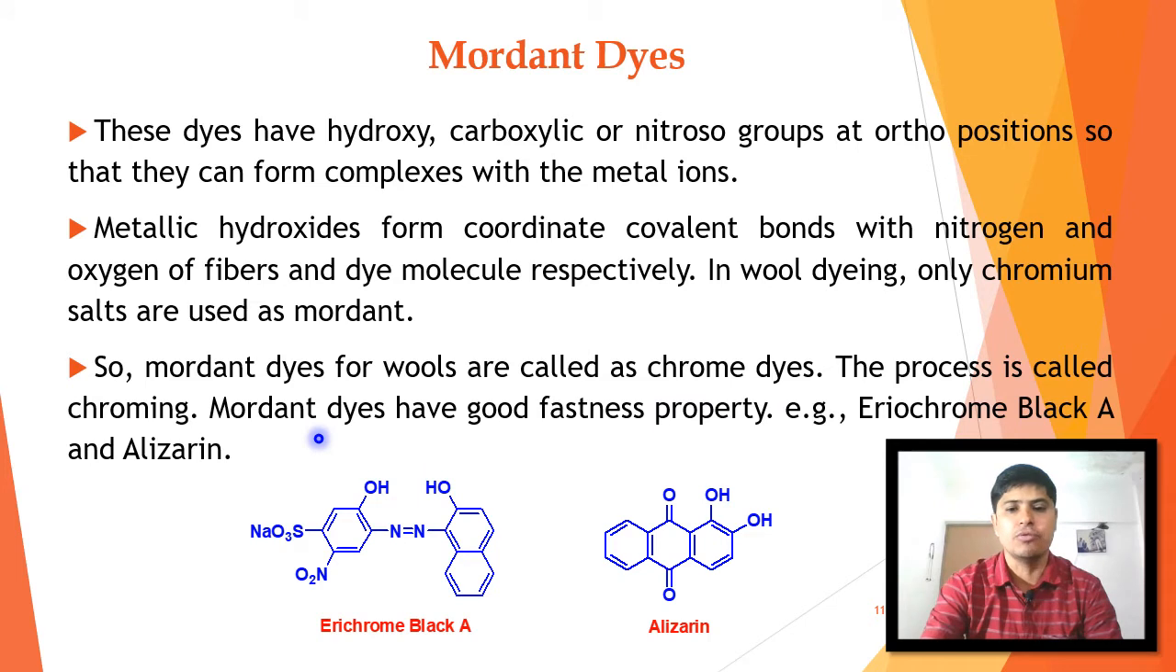Mordant dyes have good fastness properties. For example, Eriochrome Black A and alizarin. This is Eriochrome Black A, and this is alizarin. Both are mordant dyes.